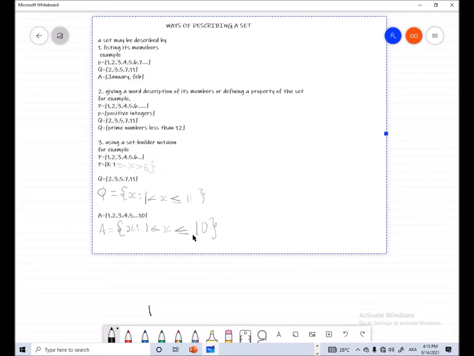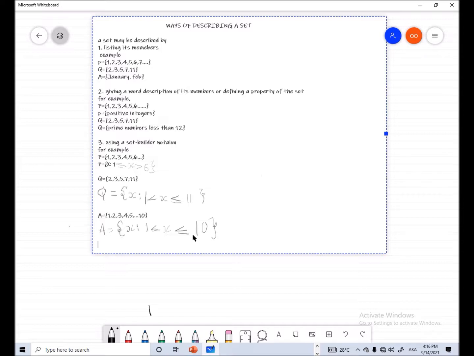So that is how we describe sets. Describing a set, we have three types. One, listing its members. Two, we can use a description or a property to define the set. And then we say that we can use set builder notation.